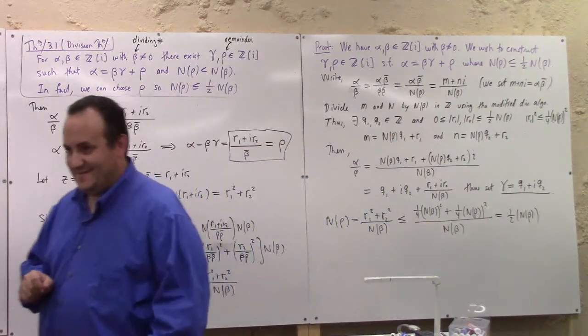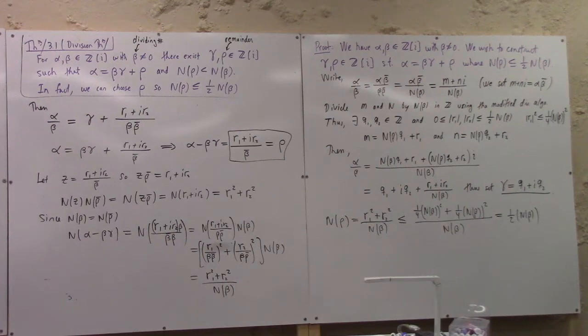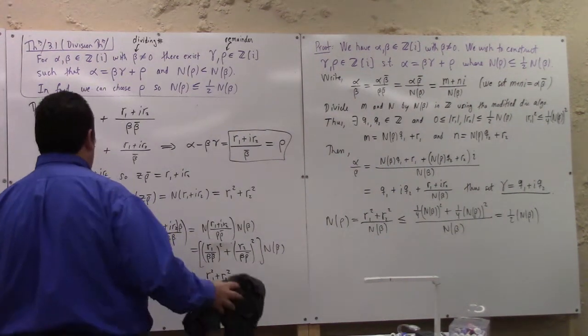Like Gaussian integers? No, regular integers. But we're going to use Gaussian integers to do it. I'm thinking natural numbers. No, I'm talking about natural numbers. You can't have two sums of squares that equal the same number that are all natural. Yeah, you can.